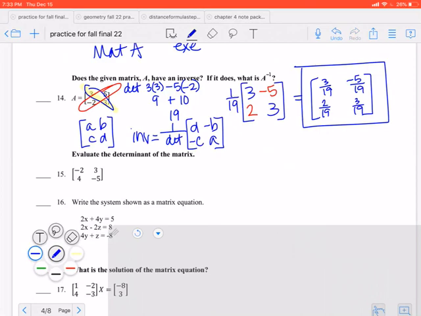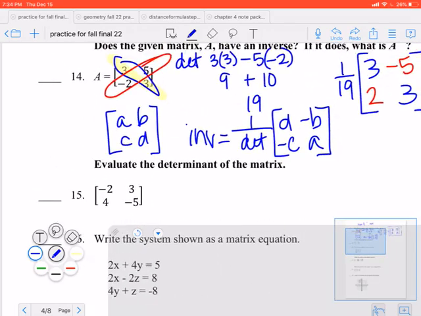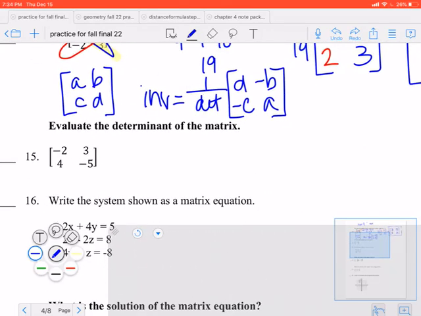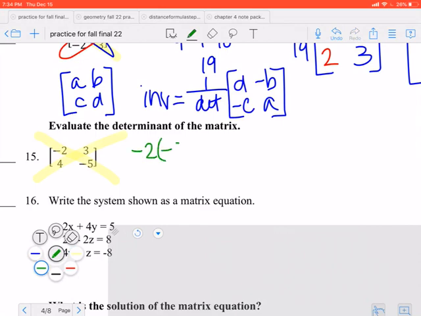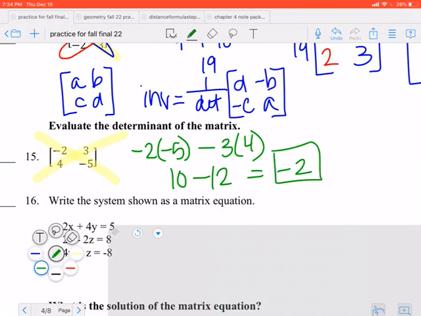Evaluate the determinant. So that was just this part of it. They probably should have asked number 15 first, and then that, because that's like baby stepping up to it. So the determinant, multiply minus multiply. That'd be negative 2 times negative 5 minus 3 times 4. 10 minus 12 is negative 2. The determinant is negative 2.